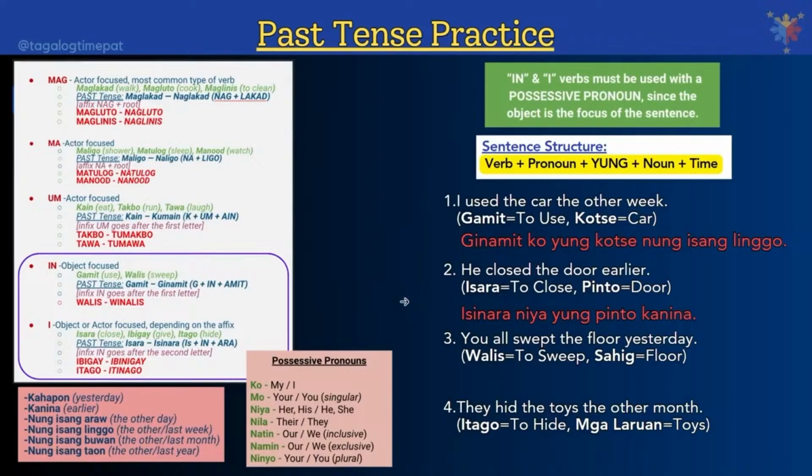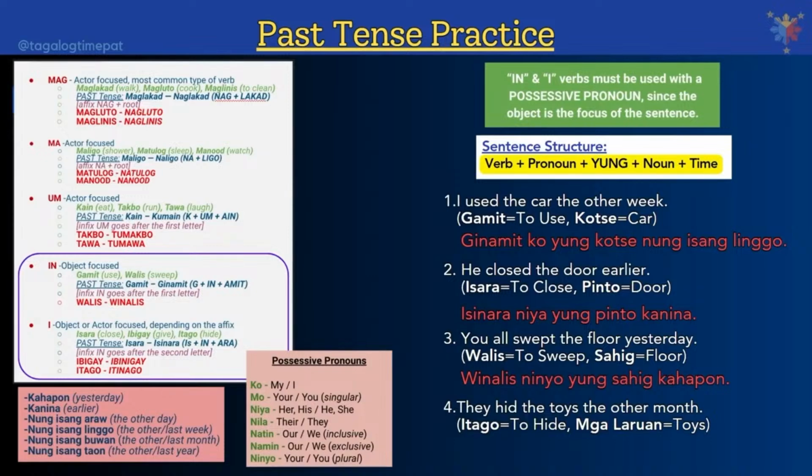Okay, number 3, you all swept the floor yesterday. Walis means to sweep. Sahig means floor. Winalis ninyo yung sahig kahapon. You all swept the floor yesterday.